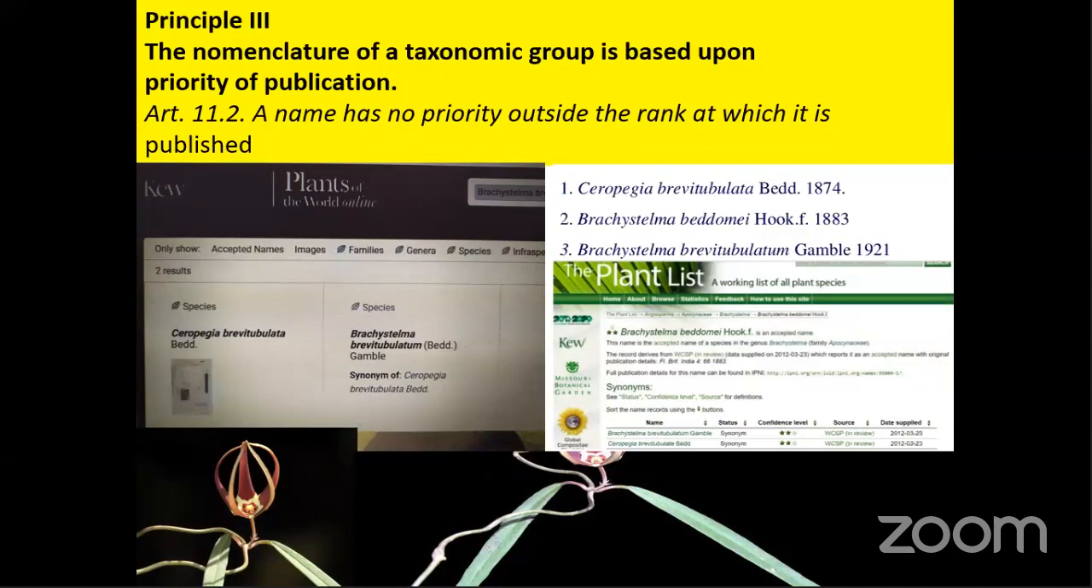Now, I think the Plant List is no longer updated; they have stopped updating it, and many people now rely on Plants of the World Online. You can see Plants of the World Online on the left side. The accepted and right species is Ceropegia pruinitubulata, and Brachystelma pruinitubulatum is a synonym. So these are the things. When we go for priority of publication, we have to select the right name if the taxon has a number of names. Next one.